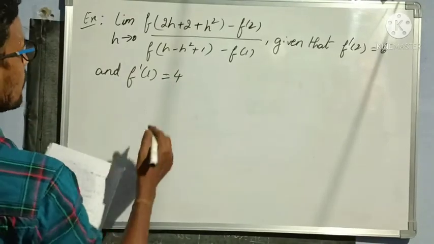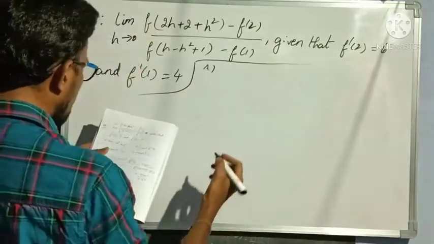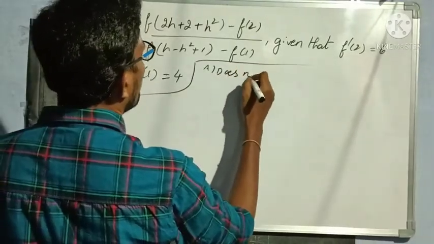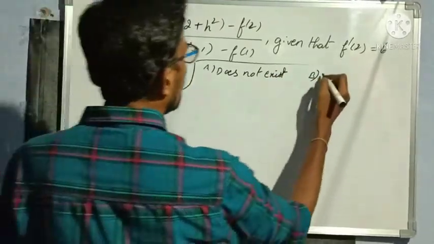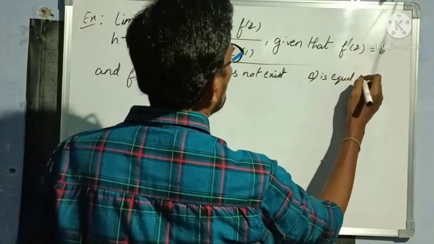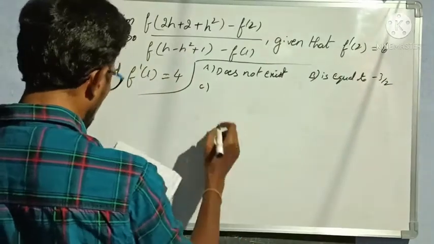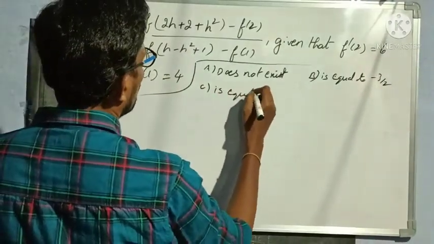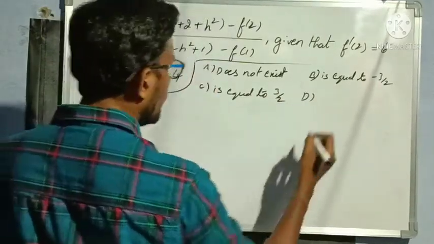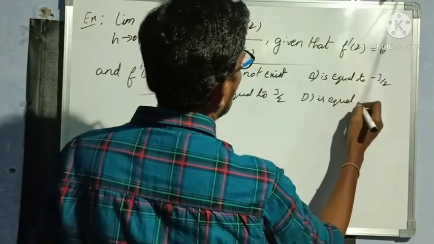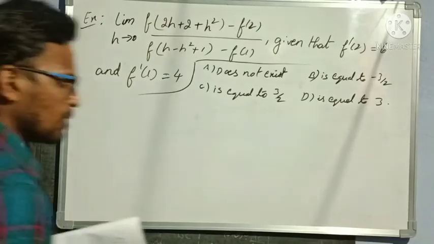I have given options also here, so I am writing options here. Option A is does not exist. Option B is minus 3 by 2. Option C is 3 by 2. And option D is 3. This is the question. Now let us solve this question.